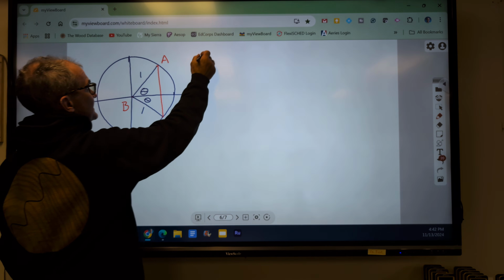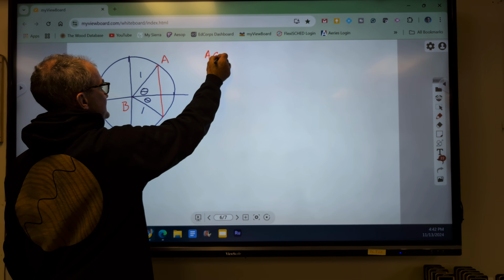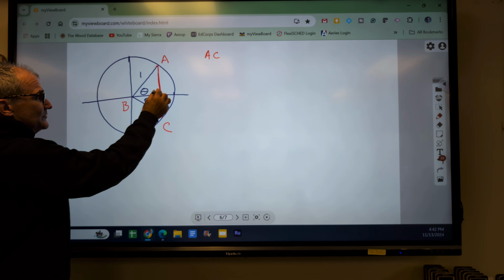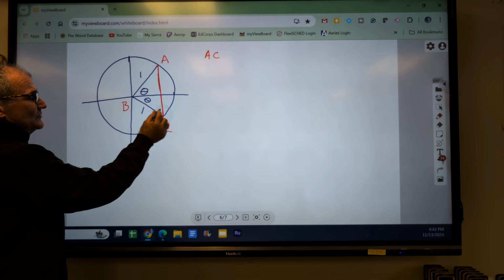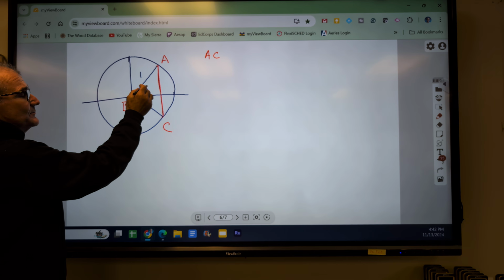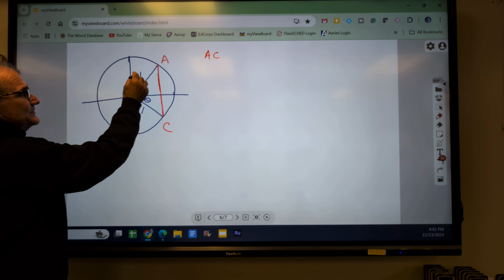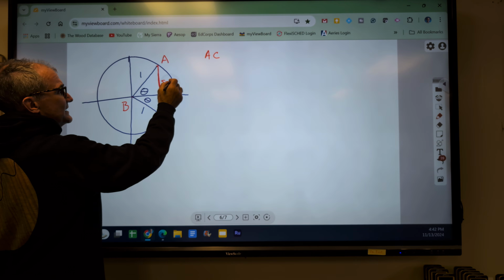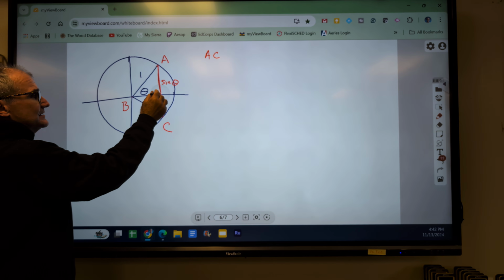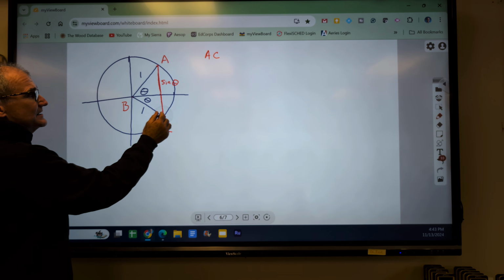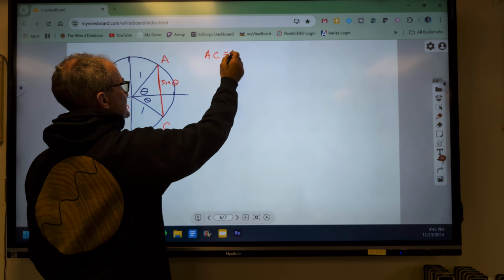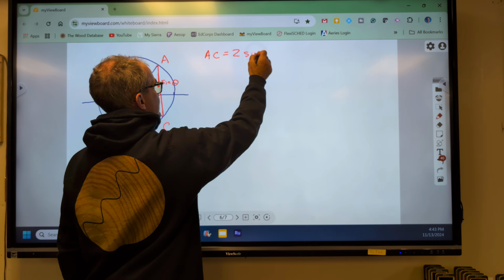So I can see that line segment AC is going to be equal to this plus this. Well, I know that sine of theta is equal to opposite over hypotenuse, but I could see that the opposite, because the hypotenuse is 1, is going to be sine of theta. So line segment AC will be sine of theta plus sine of theta. So I have one sine of theta plus another sine of theta. So AC is equal to 2 sine of theta.